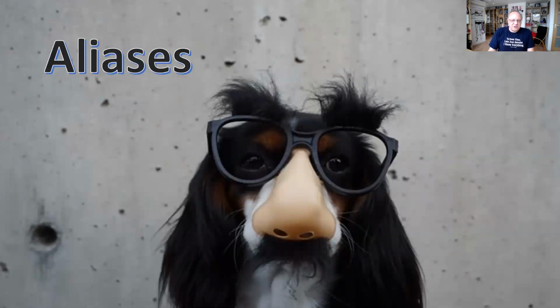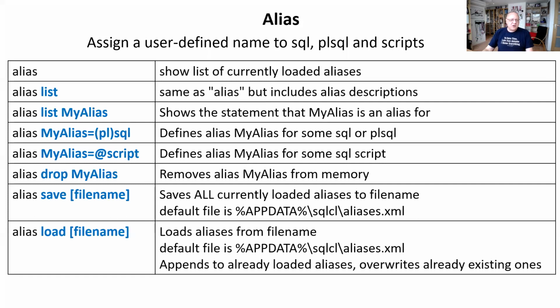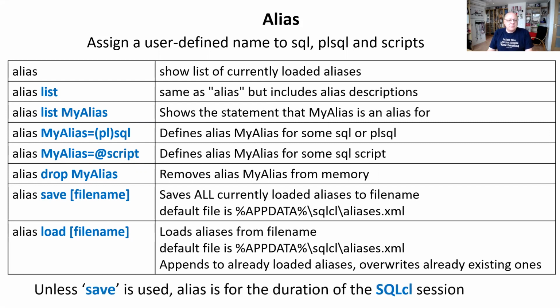We have aliases in SQLcl. You can assign a user-defined name to anything you can do with SQLcl. These are the things that you can do with it. I'm just going to leave this here. You can browse through it later when you have the slides. Remember that unless you use save, an alias is for just this SQLcl session. If you exit your SQLcl, then any alias you have defined is lost, unless, of course, you do save.